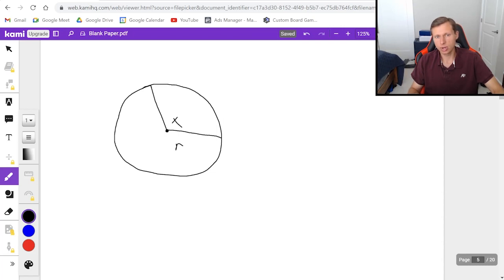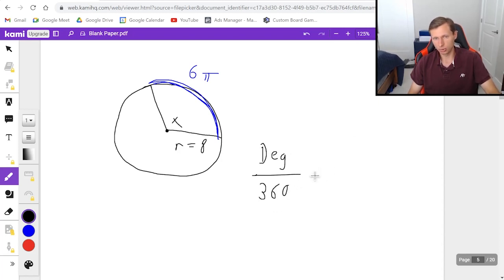I'm going to tell you the radius this time is 8, and I'm also going to tell you that the arc length from here to here is going to be 6 pi. 6 pi is our arc length, and this time I want to find the angle. So basically what you realize is that this is just the opposite of what we have been doing. We're solving for degrees this time, divided by 360, the total degrees, equals L, the arc length, which is 6 pi, divided by 2 pi r, which we said r was 8.